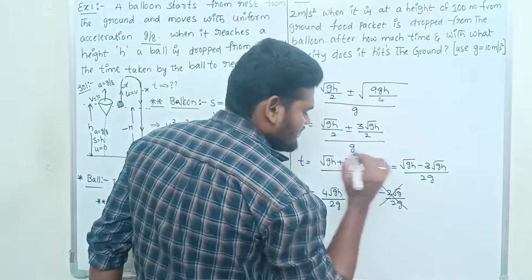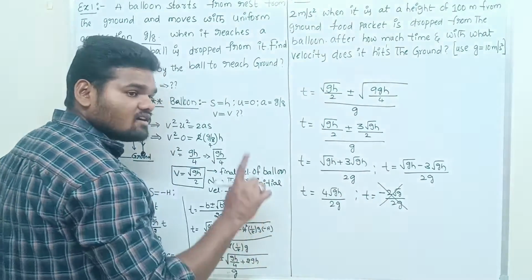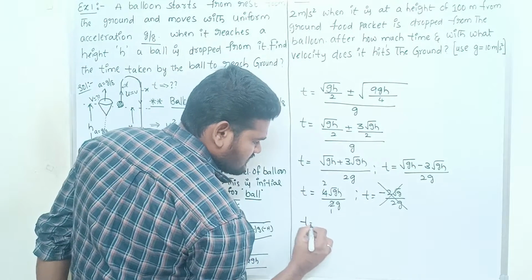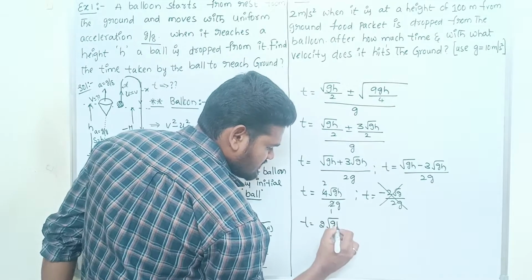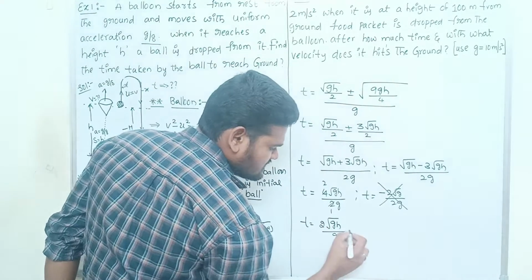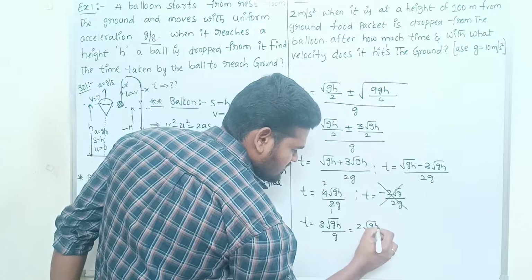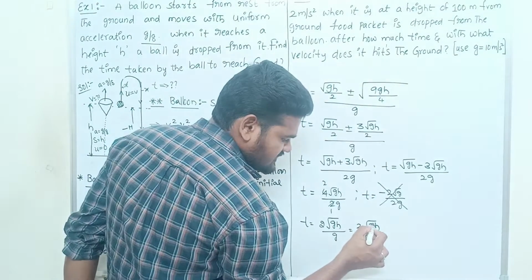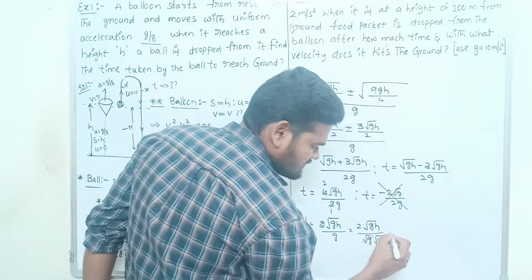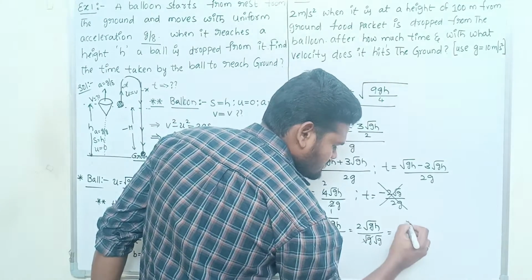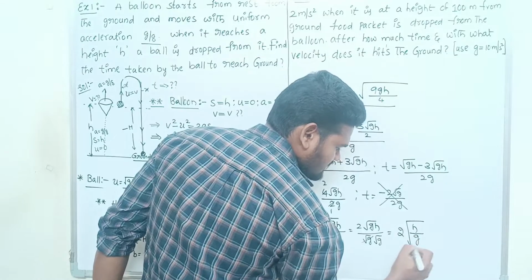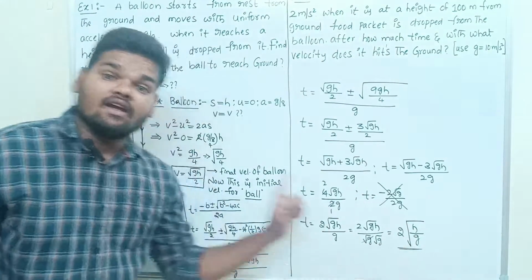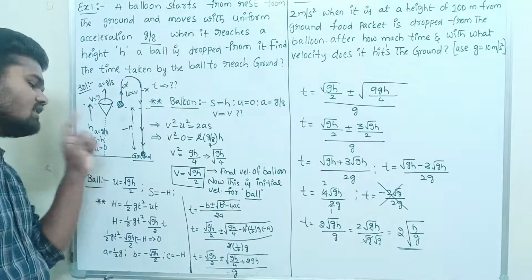So negative time does not exist. Just take the 2s, 2 twos are 2 ones. So we got t is equal to 2 root gh by g. So this denominator g can be written as root g into root g. So one root g is there, this root g and this root g get cancelled out, and finally we get t is equal to under root of h by g. So this is the time taken by the ball to reach the ground.